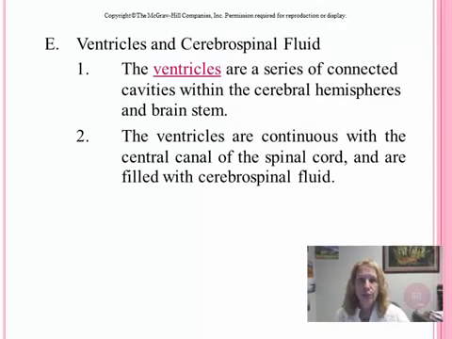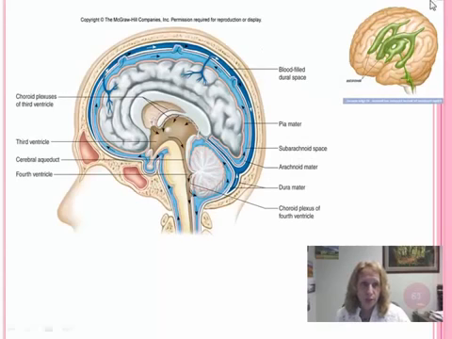The ventricles of the brain are cavities within the brain. Remember, they are lined with ependymal cells, those neuroglia that produce cerebral spinal fluid. Here you can see the ventricles. This shows a 3D picture of the ventricles of the brain. And here is another picture that shows the movement of the cerebral spinal fluid within the brain, throughout the brain and through the spinal cord.